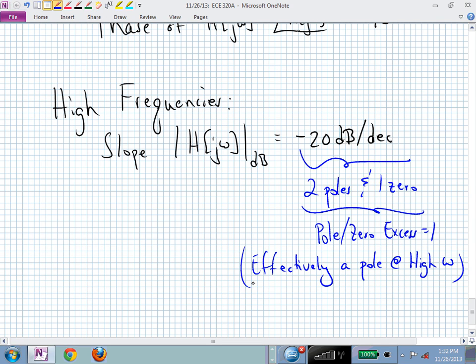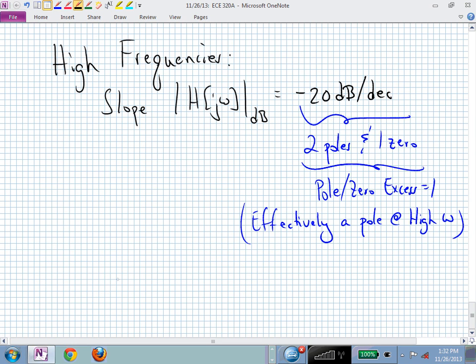You effectively have a pole at high frequencies. And the angle, or the phase, can be found from that same analysis. If you have just 1 pole, it's going to contribute minus 90 degrees at high frequencies. Now we can sketch this.